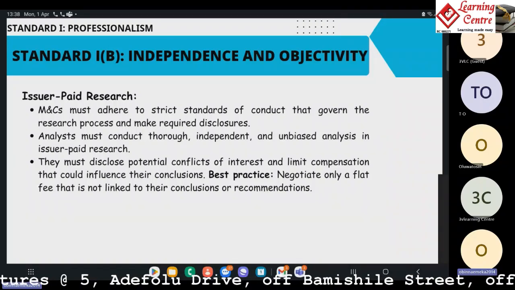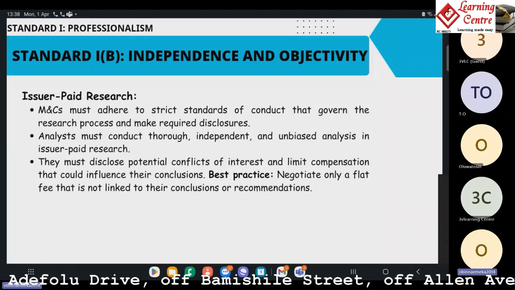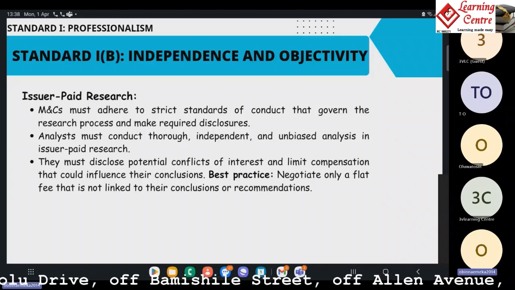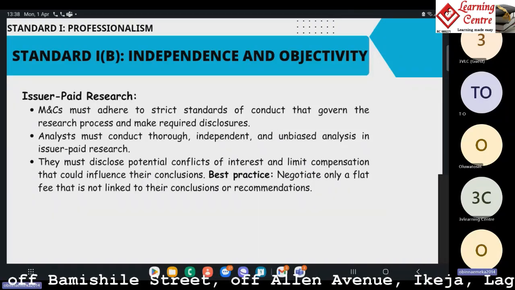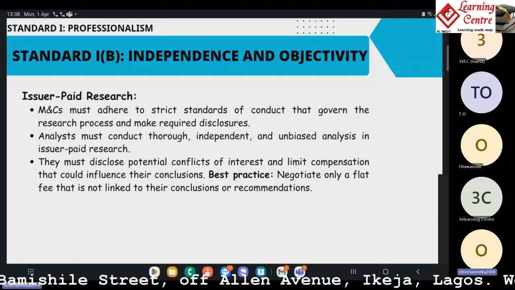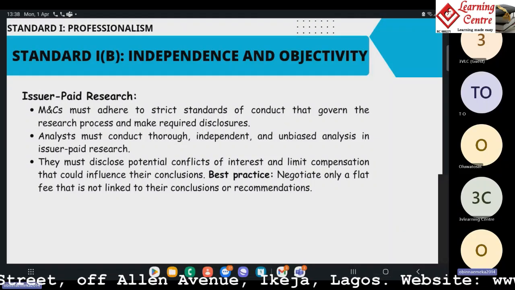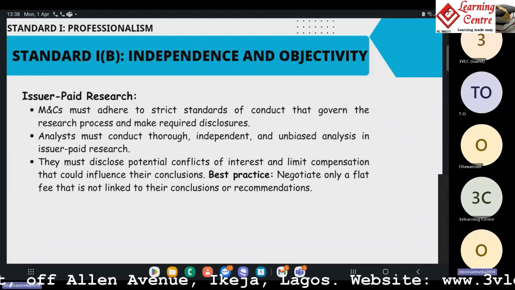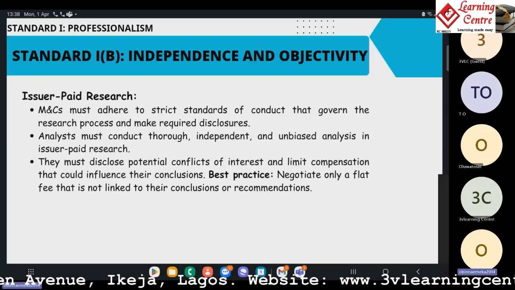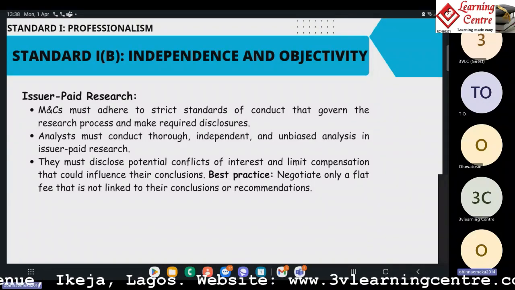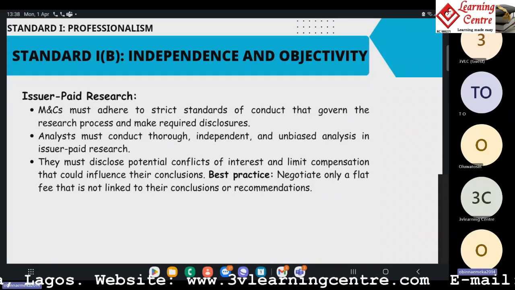So you are going to benefit. Because of that, there is a high chance that you might be influenced to give the company a good rating, so that people can actually come and buy into the company. Since the company is paying you based on the security, you, the analyst, will also benefit from that kind of investment. So that's why they said the best thing is to negotiate a flat fee that is not linked to the conclusion or the recommendations that you make.